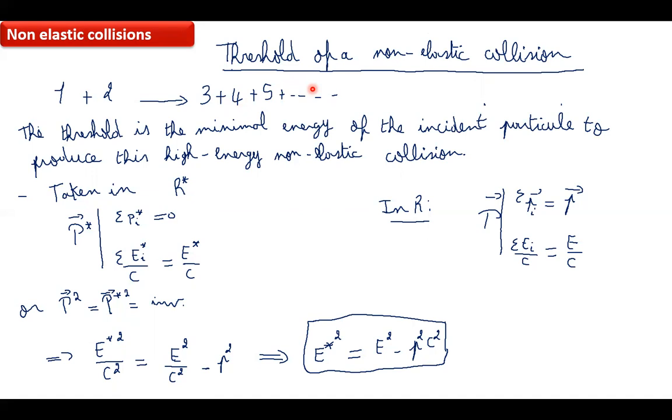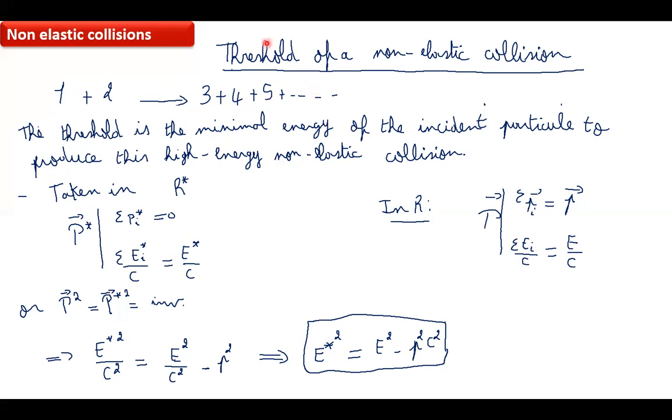So these non-elastic collisions have a threshold. The threshold is defined to be the minimal energy of the incident particle, and here it's the kinetic energy. So it's the minimal kinetic energy of the incident particle in order to be able to produce this high energy non-elastic collision. Because here you are creating new particles, so you need a minimum of energy. This minimum of energy is called the threshold of a collision. So let's find this threshold.